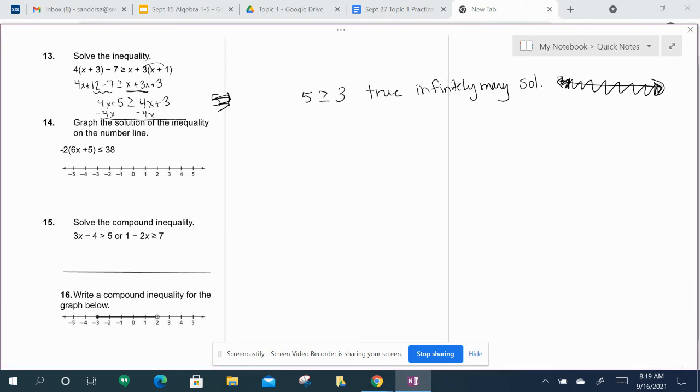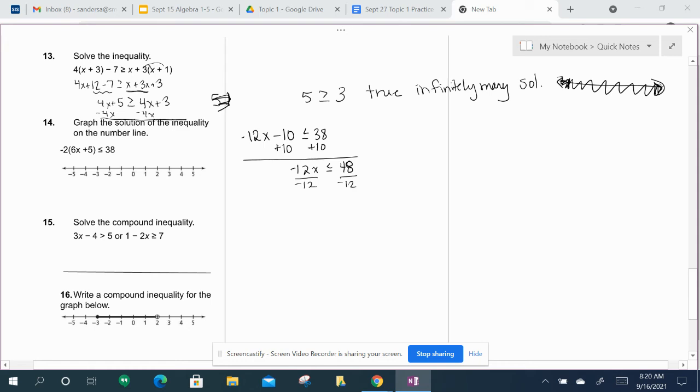All right, jumping down to number 14, we're graphing and solving this inequality. So I'm going to start with distributive property, and I get negative 12x minus 10 is less than or equal to 38. Since the x is attached to the negative 12, I'm going to start by adding 10, and I get negative 12x is less than or equal to 48.